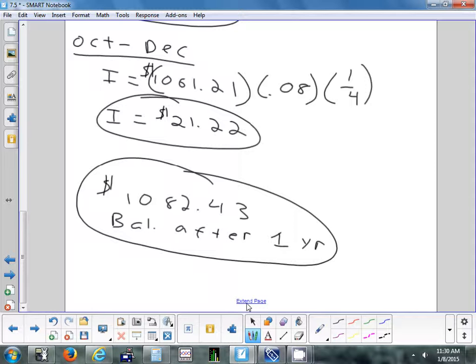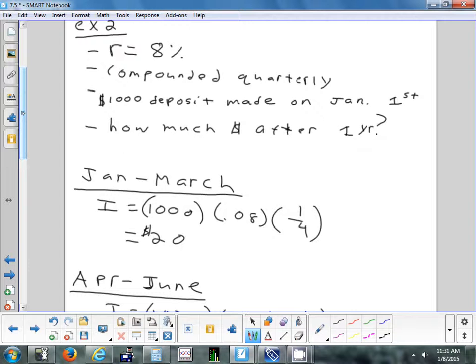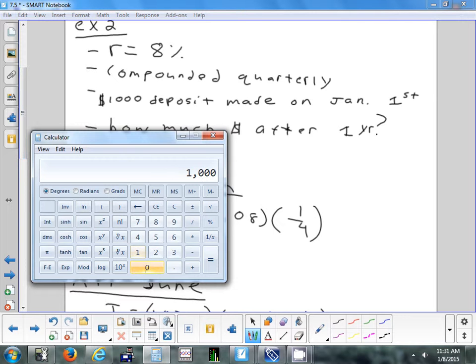Okay. How do you think that would compare to simple interest? Do you think you made more money with compound interest, or do you think you made less money? Yeah, you make a little bit more. Okay. Let's figure out what we would have made on simple interest. Basically, just take 1,000 times 0.08 times 1. The principal times the rate times the time. Let's see what we would have gotten.